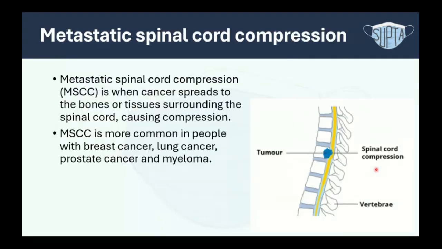Okay, then we have metastatic spinal cord compression, also called MSCC. This is basically similar to brain metastasis. This is when cancer spreads to the bones or tissue that surround the spinal cord, and that can cause compression of the spinal cord, which is very dangerous. And this is common in people with breast, lung, prostate cancer, and myeloma, which is blood.